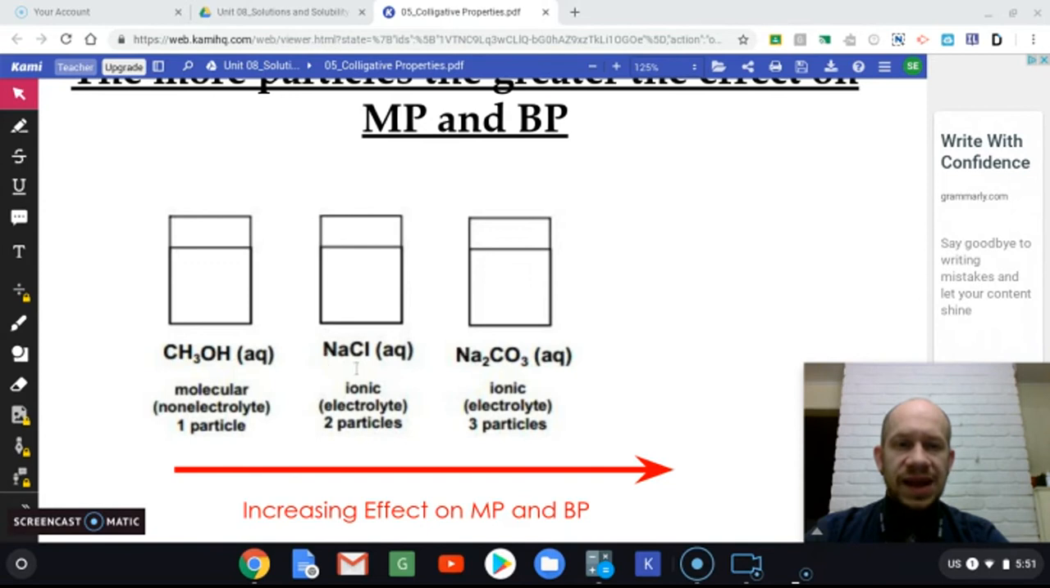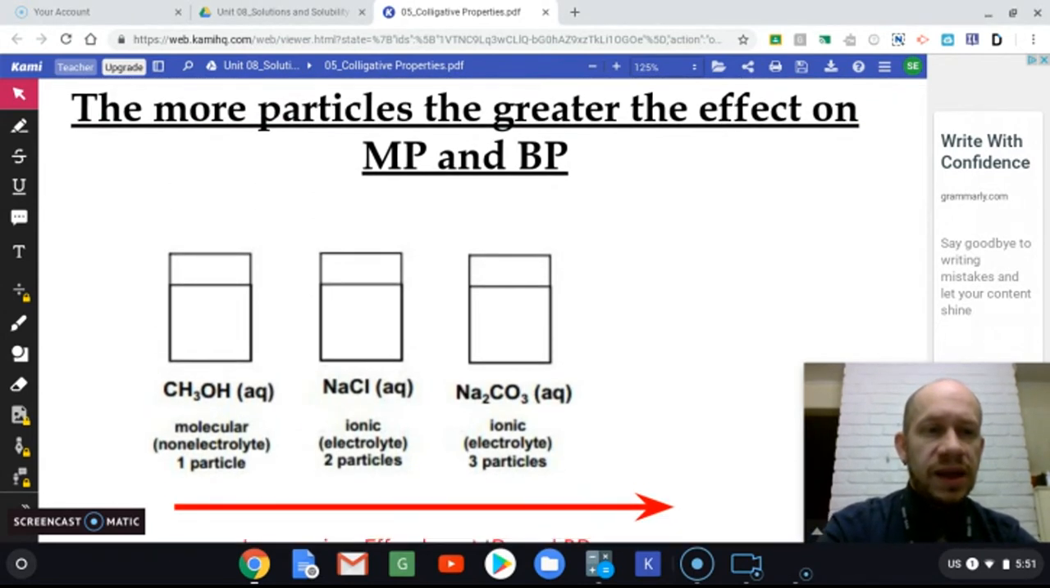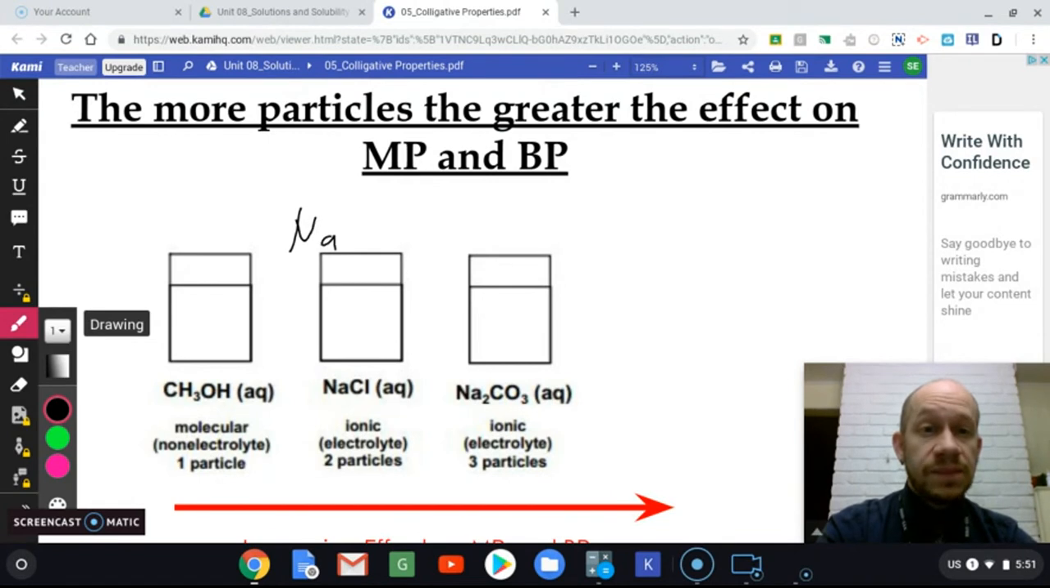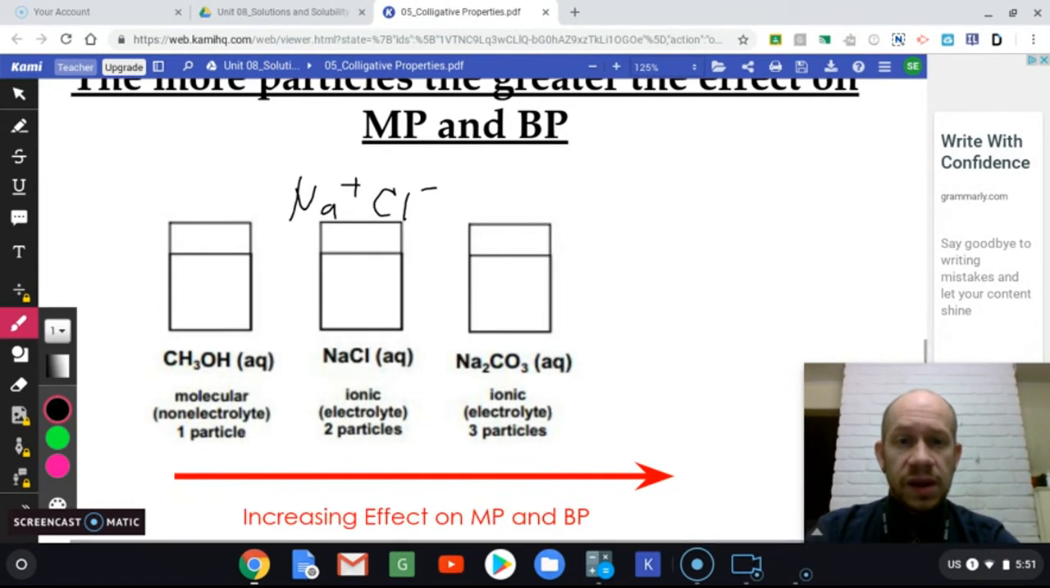Sodium chloride is an ionic substance or an electrolyte. When I dissolve sodium chloride in water, it breaks apart into its two component parts, the sodium ion, Na plus, and the chloride ion. So that makes two different particles.